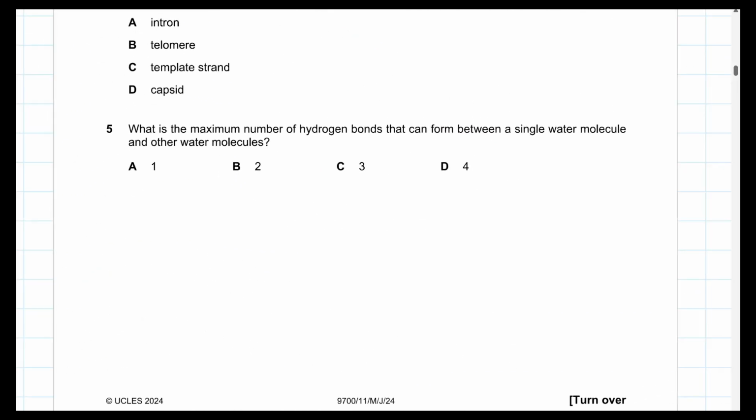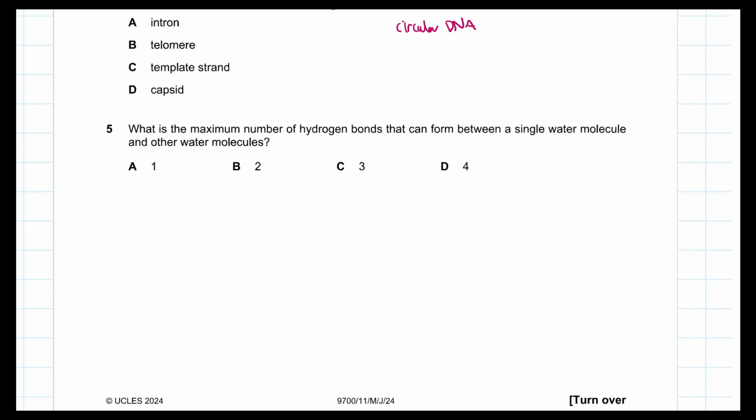Question number 4, which structure is found in a typical bacterial cell? The way to address this question is that you must know the composition of a bacterial cell, that it's composed of a circular DNA, which is naked in the cytoplasm. Now let's see the suggestions that we have here. A, introns.